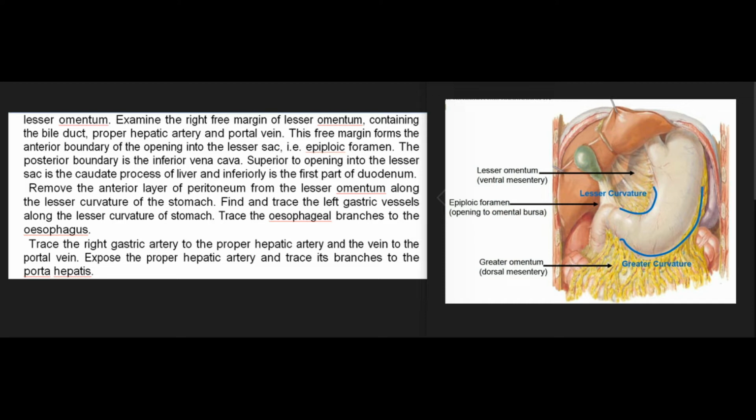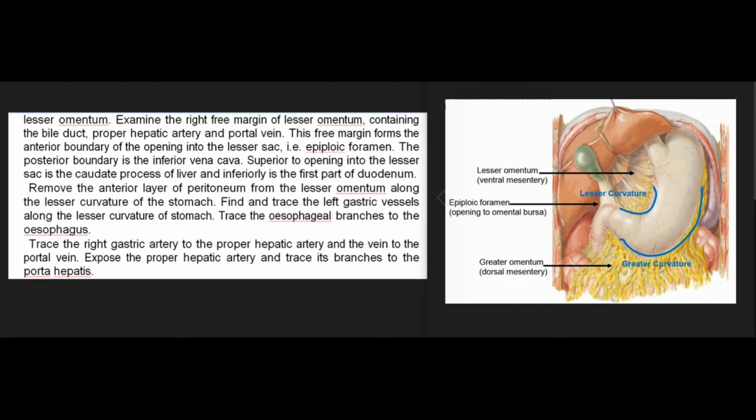Remove the anterior layer of peritoneum from the lesser omentum along the lesser curvature of the stomach. Find and trace the left gastric vessels along the lesser curvature of the stomach. Trace the esophageal branches to the esophagus. Trace the right gastric artery to the proper hepatic artery and the vein to the portal vein.